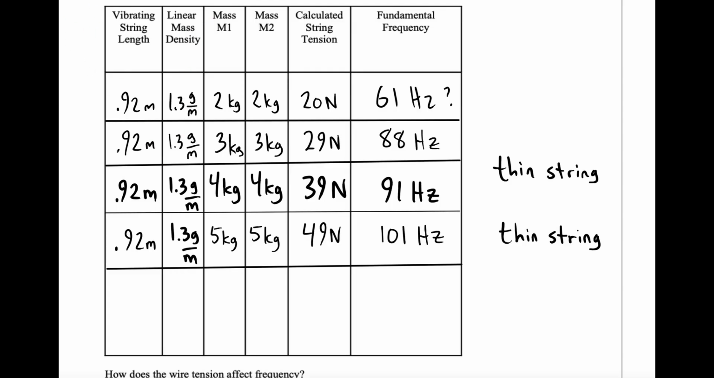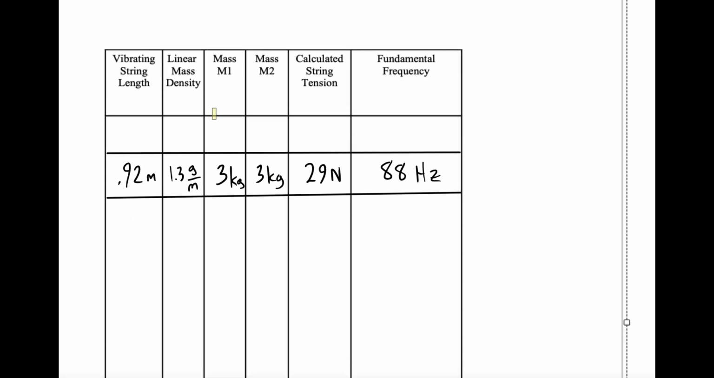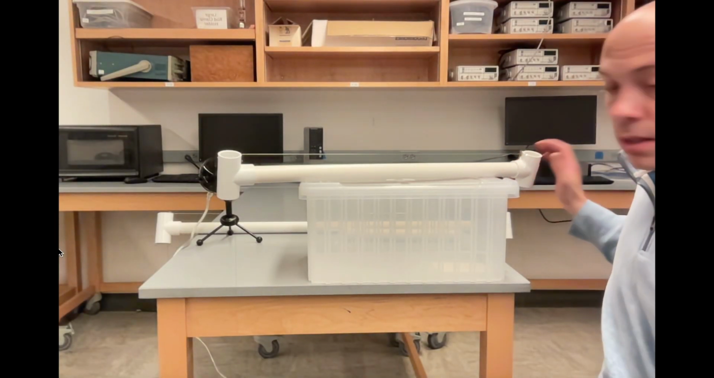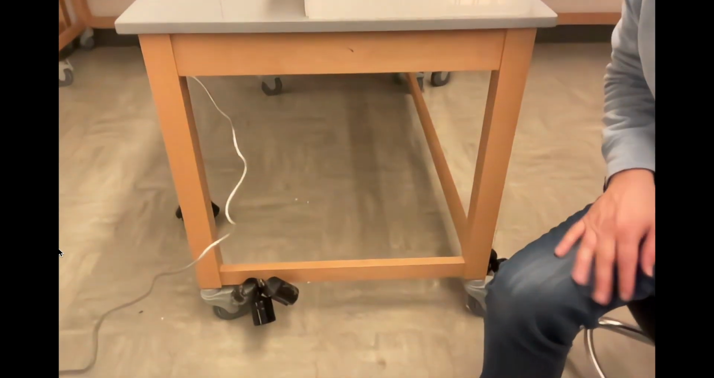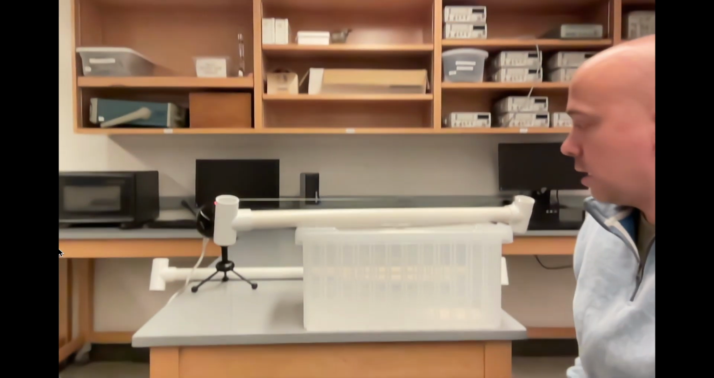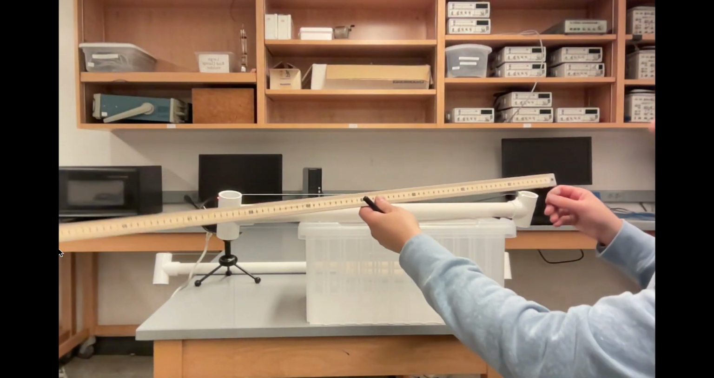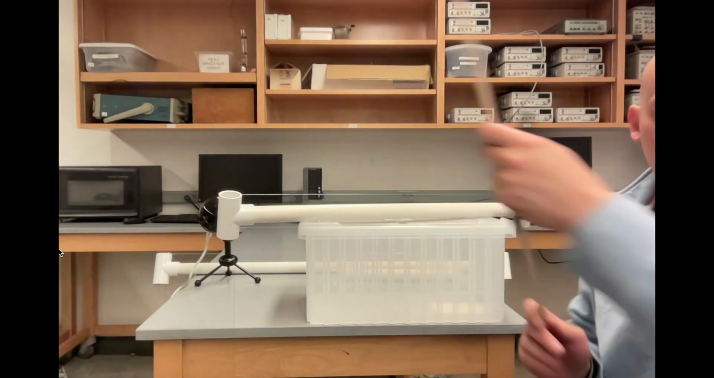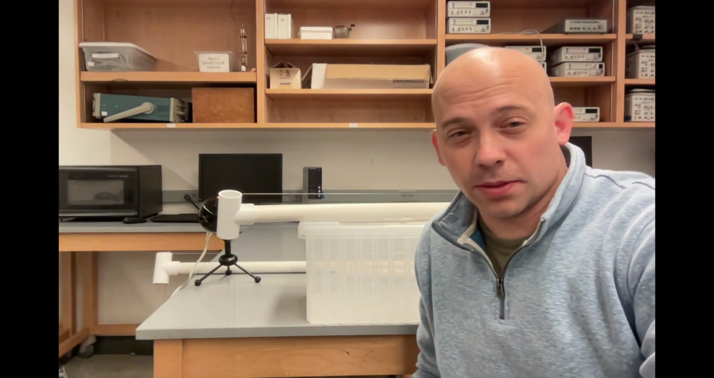When the thin string had 3 kilograms on it, we got these numbers. So I'm going to put 3 kilograms on the thin string. I'm going to do it on the short pipe now. So we have 3 kilograms hanging off each side. The length of the pipe is 63 centimeters. So let's see what frequency we get.